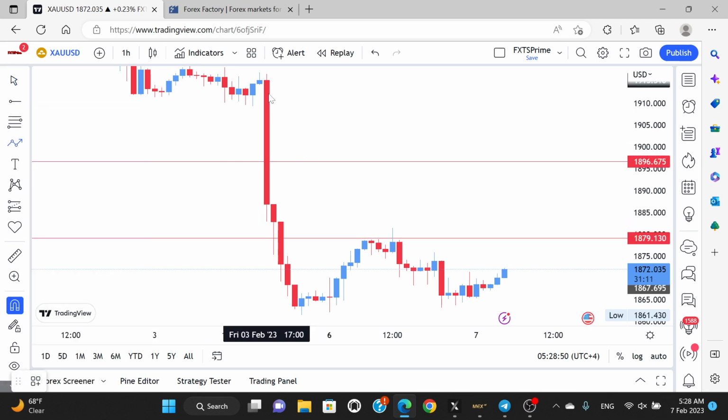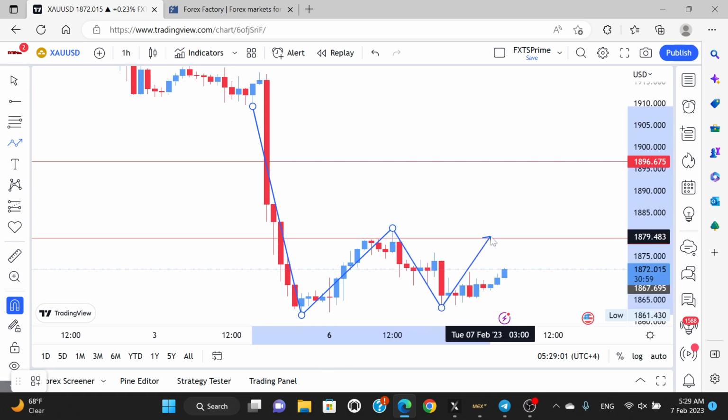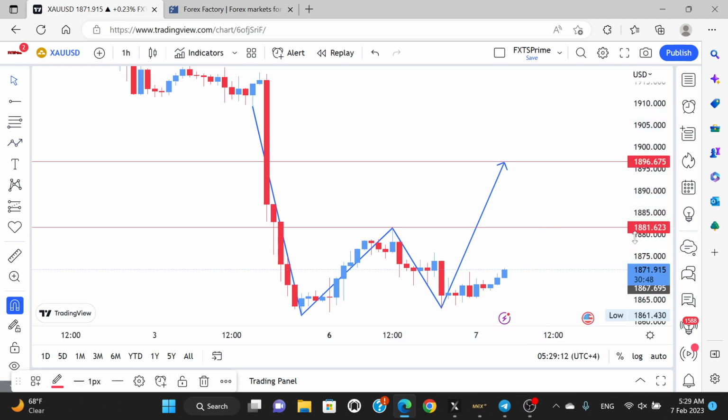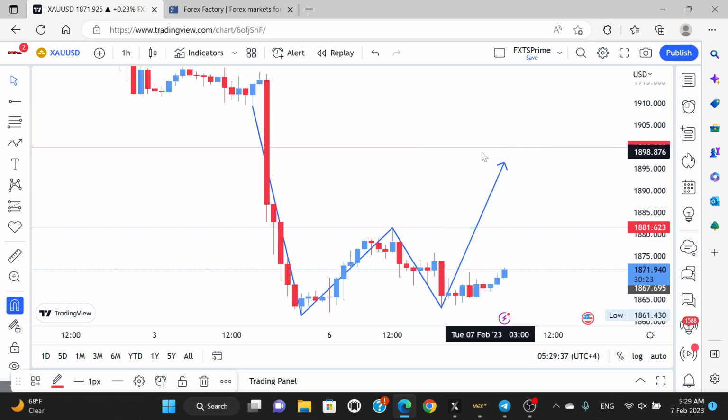However, let me draw it for you. I'm going to start from this point, that is the resistance level, to this point, and to this point, to this point, and let's say like this. So you will figure it out. If I break 1881.62, that will be a double bottom pattern, and that will bring the price to reach 1909. I will be targeting 1904.